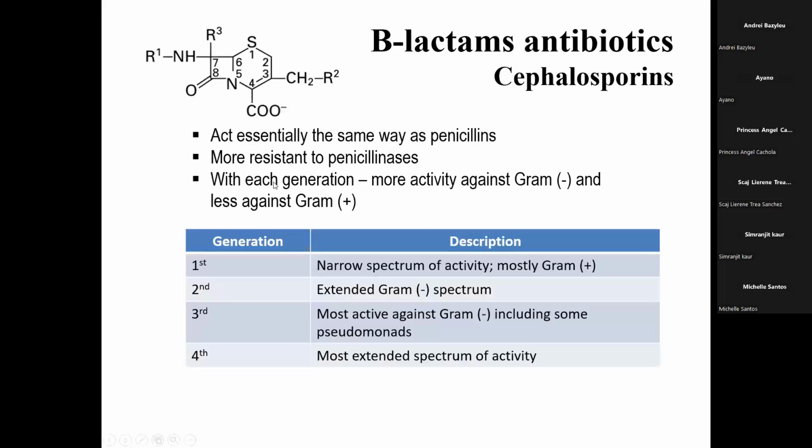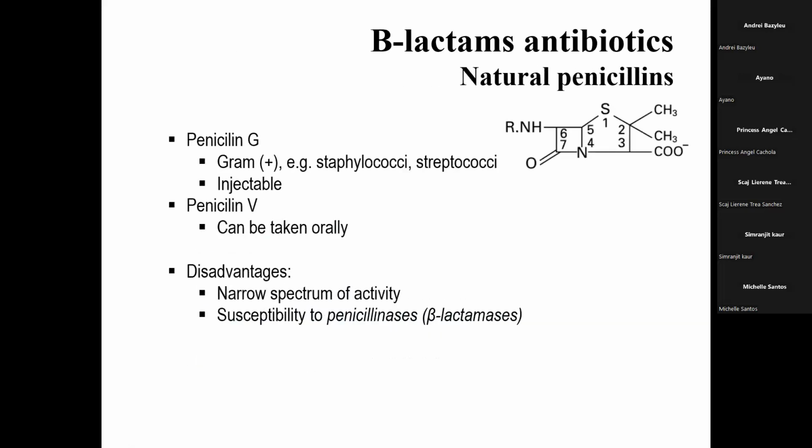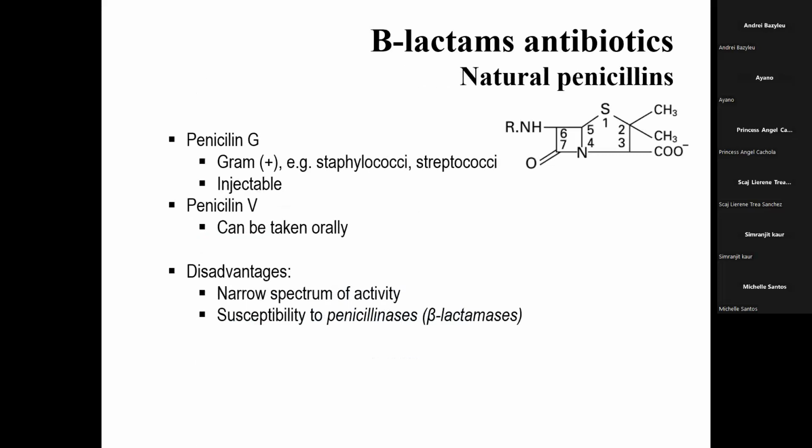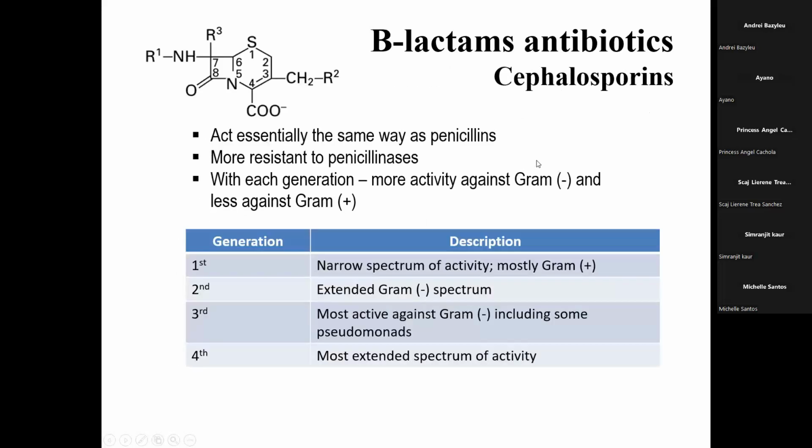Let's talk about this a little bit more, and then we'll come back to the other two. So the cephalosporins act essentially the same way as penicillins, but the major benefit of them is the fact that they are a lot more resistant to penicillinases or the beta-lactamases. So these enzymes are having a lot more trouble cleaving this beta-lactam ring. It's still there, as you can see, but the enzymes have a lot tougher time breaking that beta-lactam ring than the beta-lactam ring of penicillins.